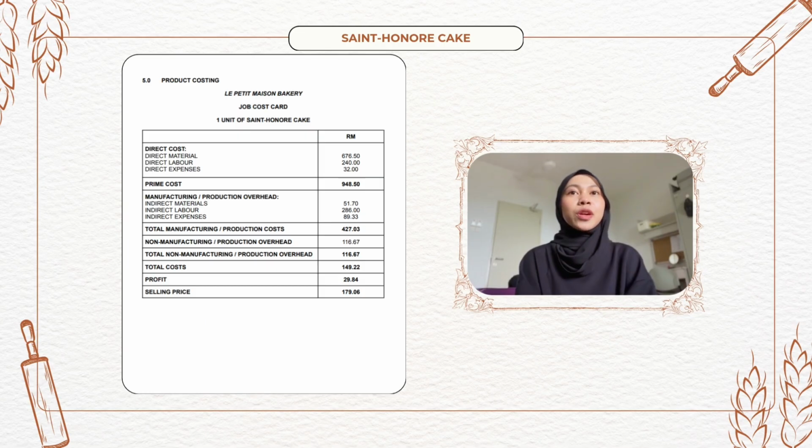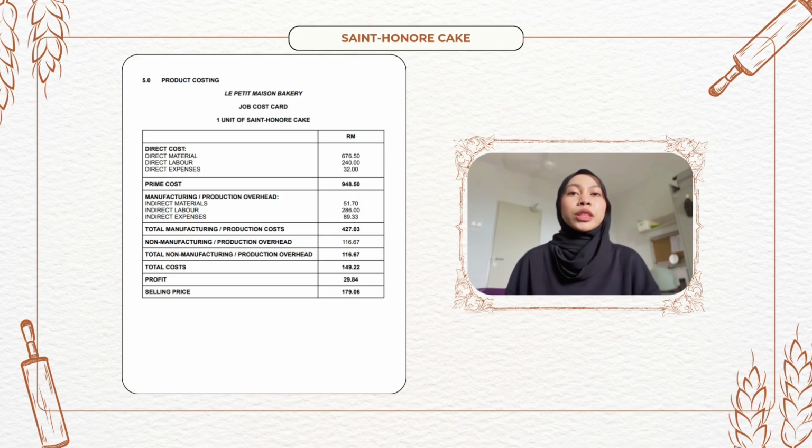So next we're going to move forward to the product costing of Petit Maison Bakery, the job cost sheet for 1 unit of sand on our cakes. For the direct costs, which include direct materials, direct labor and direct expenses: for the direct materials we got 676.50, direct labor we got 240 and direct expenses we got 32 ringgit. So the total prime cost we got 948.50.